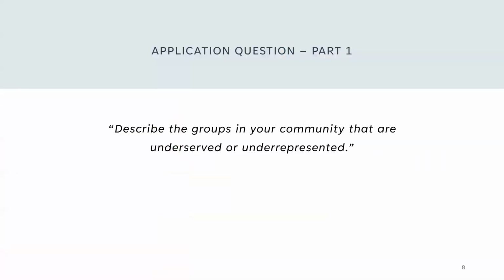So we're going to go through most of this tonight centered around answering our application questions, but your organization can definitely use this information separately from our application process. So the first part of the application question that you'll run into is describe the groups in your community that are underserved or underrepresented.